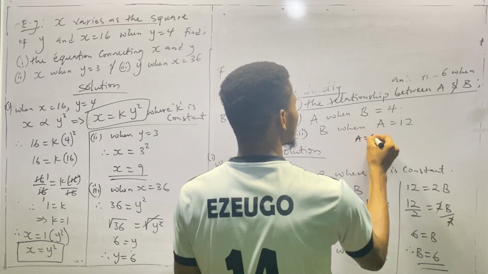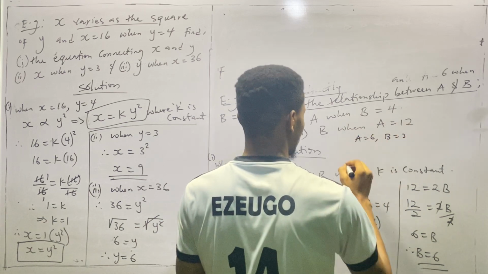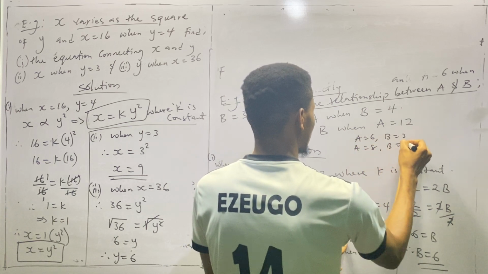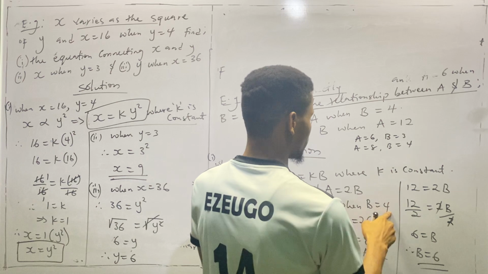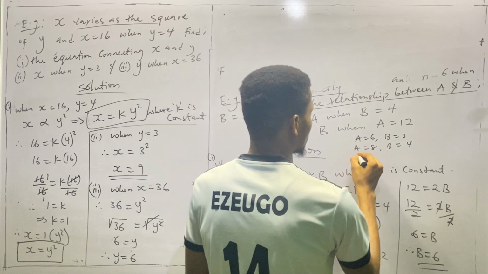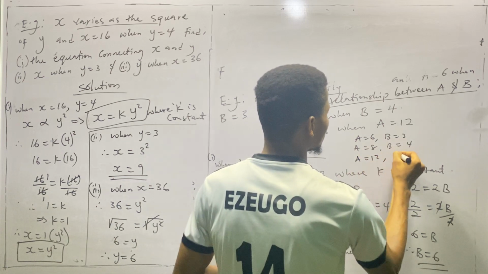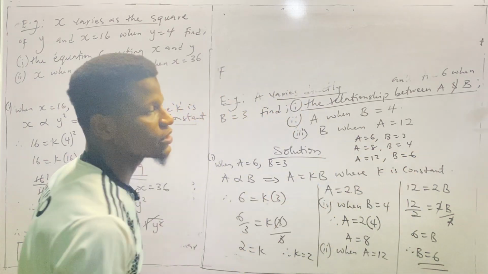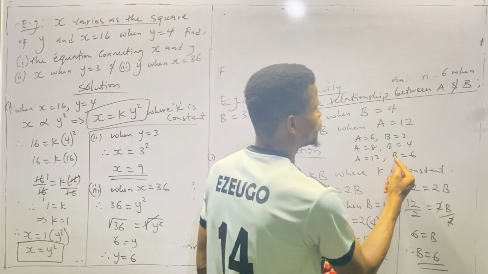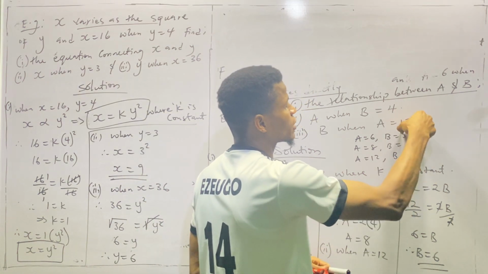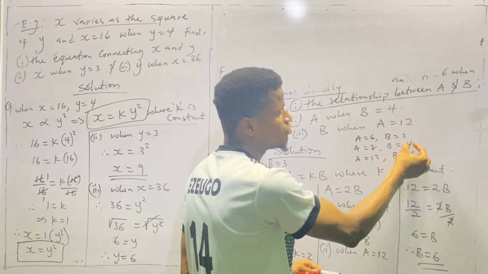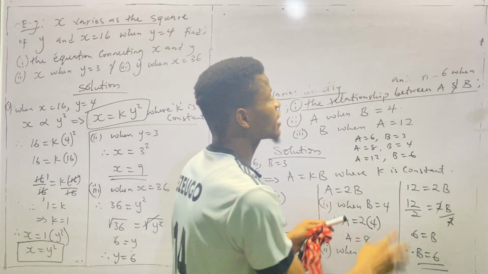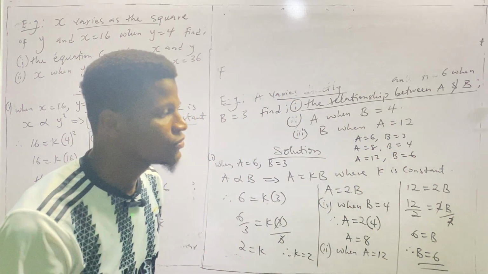Here, a is 6, b is 3. Here, a is 8, b is 4. And here, a is 12, and b is 6. So observe this thing, that when b is smallest, a is smallest. When b is medium, a is medium. When b is highest, a is highest. So that is for direct variation.